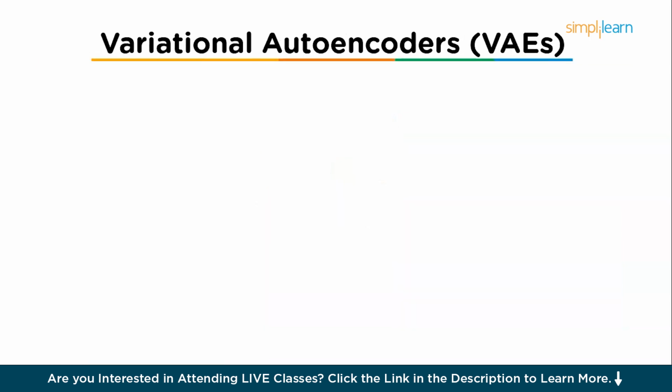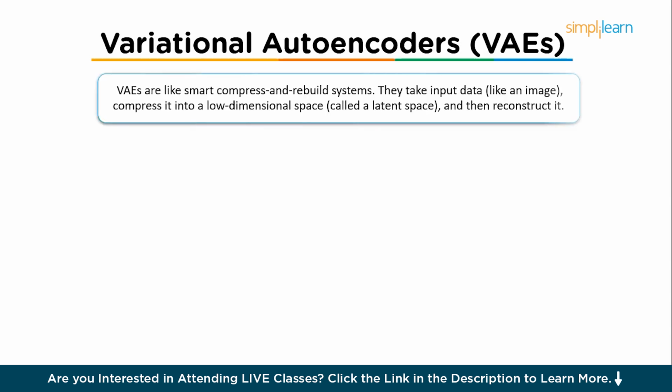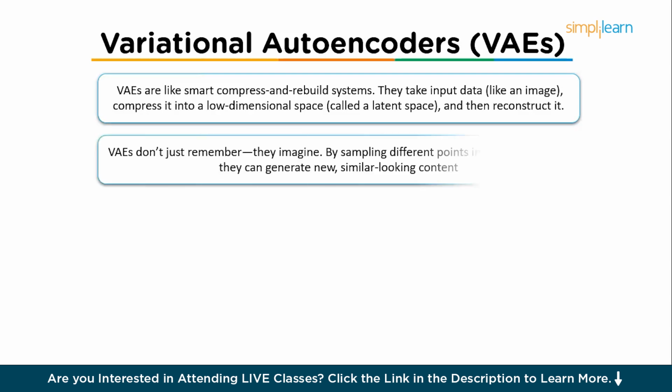So, moving on, we'll understand variational autoencoders, that is the VAEs, the data compressor with creativity. So, VAEs are like compress-and-rebuild systems. They take input data like an image, compress it into a low dimensional space that is called a latent space, and then reconstruct it. But here's the twist. The VAEs don't just remember, they imagine. So by sampling different points in the latent space, they can generate new similar looking content.